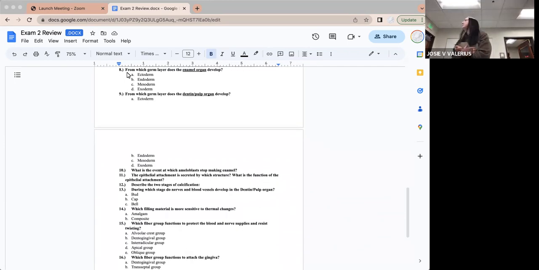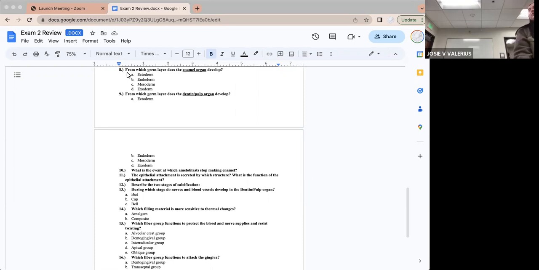From which germ layer does the enamel organ develop? So this is from the ectoderm. This is kind of easy to miss in the lecture or in the workbook. If you go to page 157, I know we're doing a ton of flipping, but page 157 under enamel organ development, it says the enamel organ is the ectodermal development.